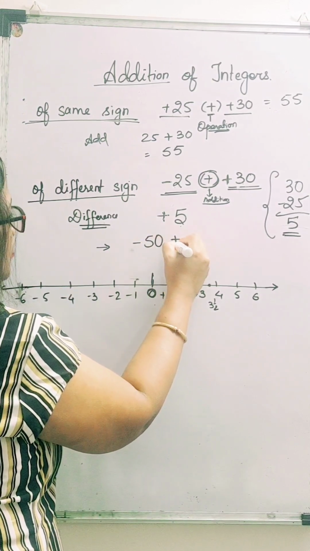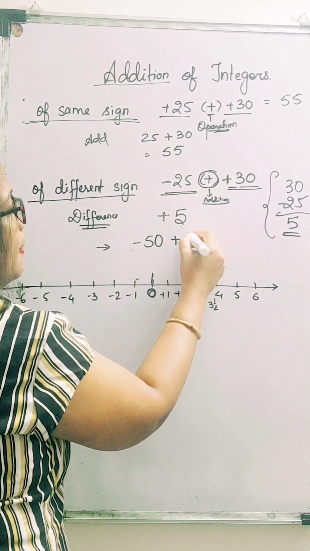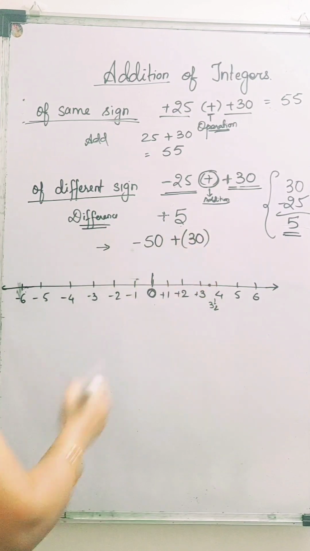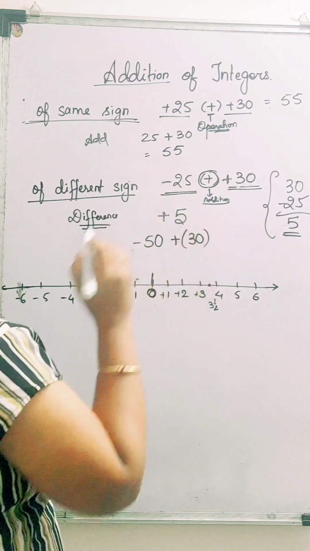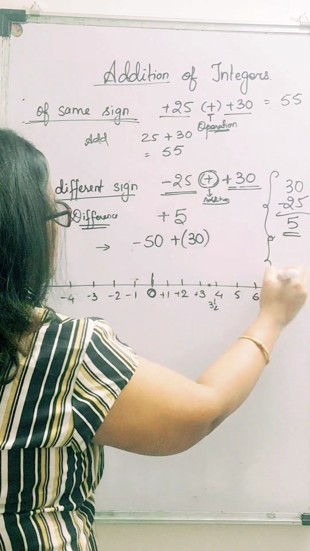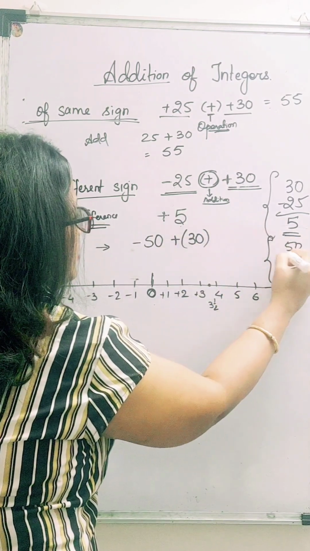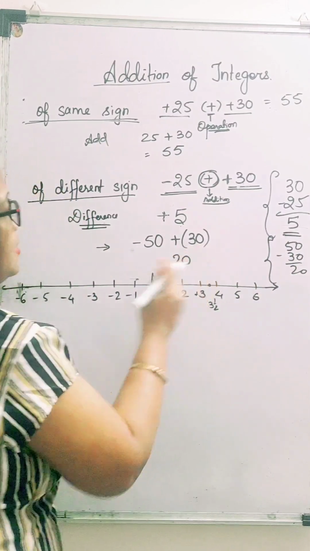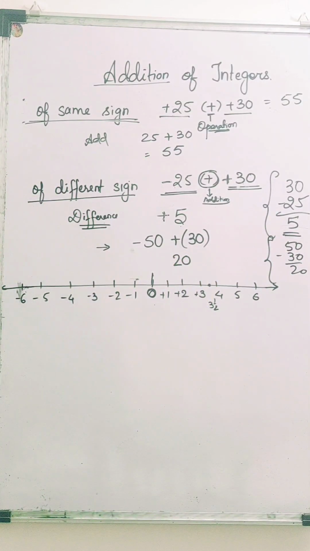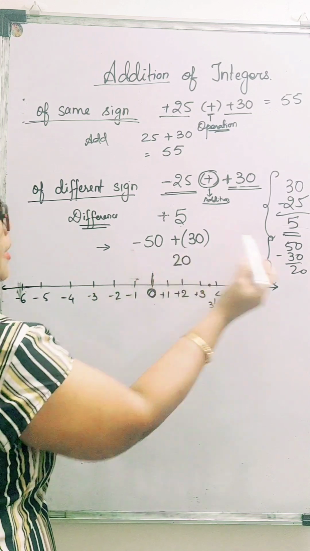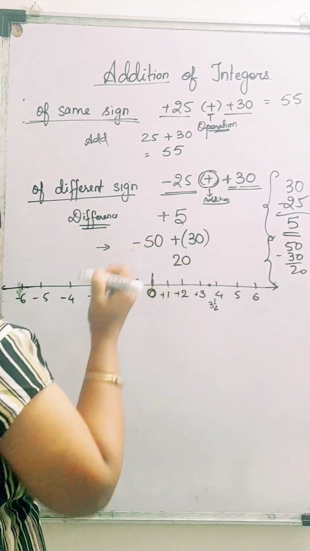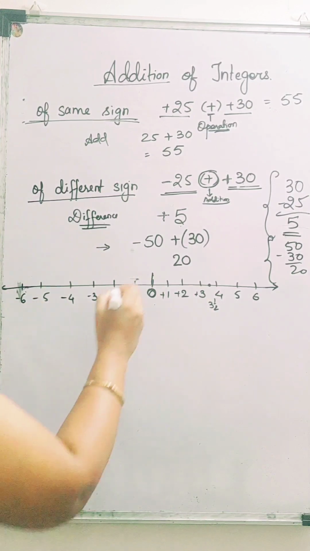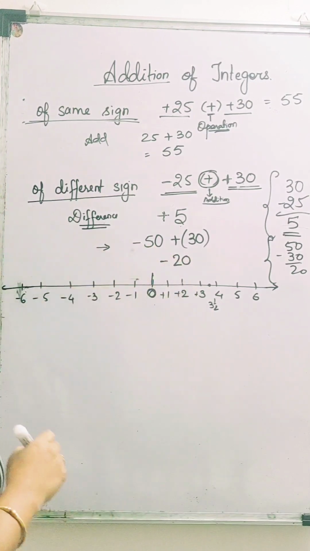I take one more number, -50 plus 30. So this is a positive 30. Alright. This is -50 plus 30. What will I do? First I will take out the difference. So the difference of 50 and 30 would be 20. So let's say 20. Now which sign will I put? Think about it. Which number is bigger of the two? Is 50 bigger or 30 bigger? 50 is bigger. So what is the sign that I have with 50? Minus sign. So my answer would be -20.